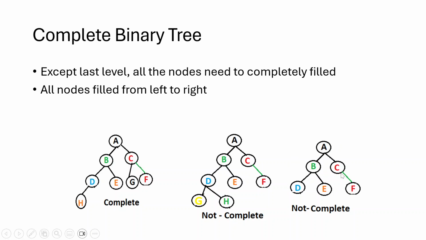The same case here. A has two children, B and C, correct. B has a left child and then a right child, which is correct. But C has a right child without a left child. So it is not a complete tree. Always we should fill the nodes from left child to right child. So we should check on all the levels. Even if level 1 is not stored properly, then it is called a not complete tree.